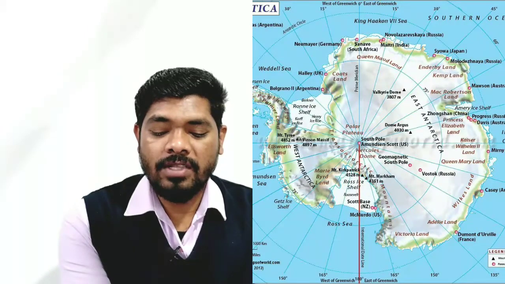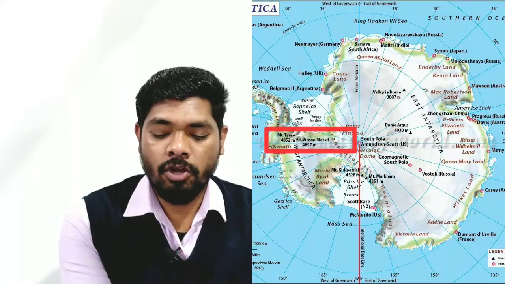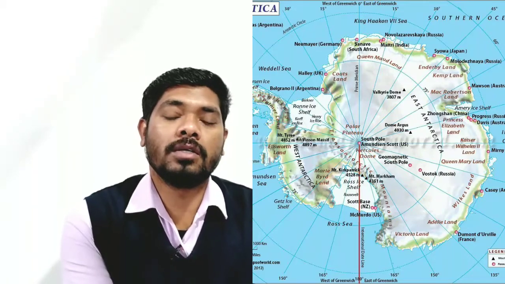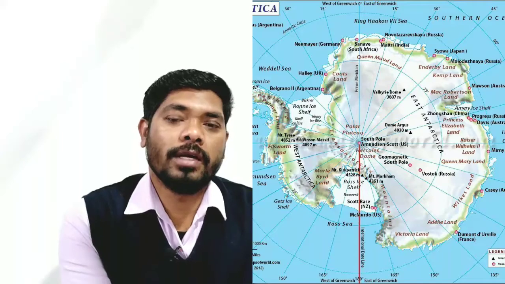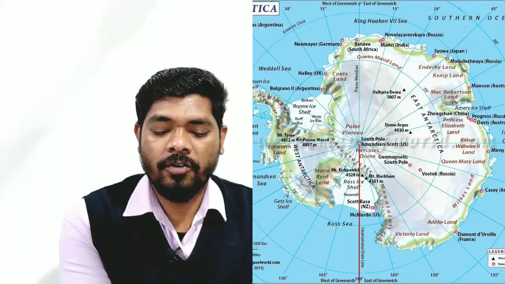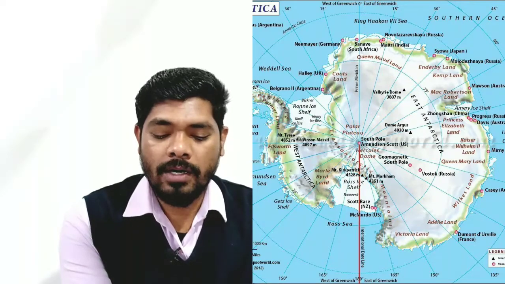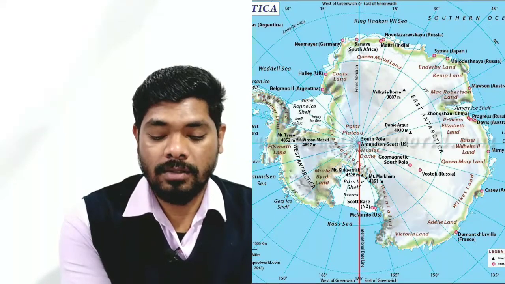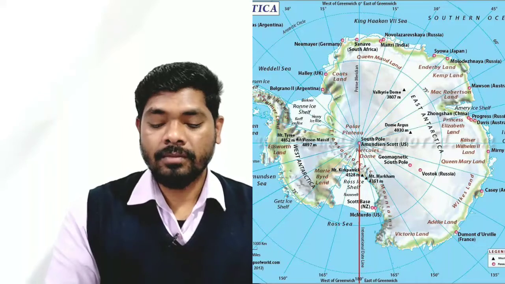Overall, in Antarctica, the Vinson Massif is the highest mountain, located in Ellsworth Land. The highest mountain of Antarctica is Vinson Massif, which is 5,139 meters, found in Ellsworth Land. Ellsworth Land is a place name.